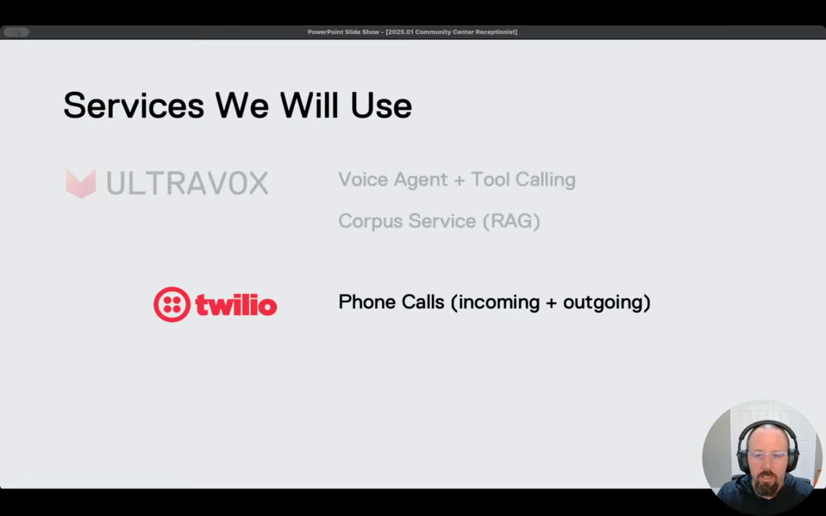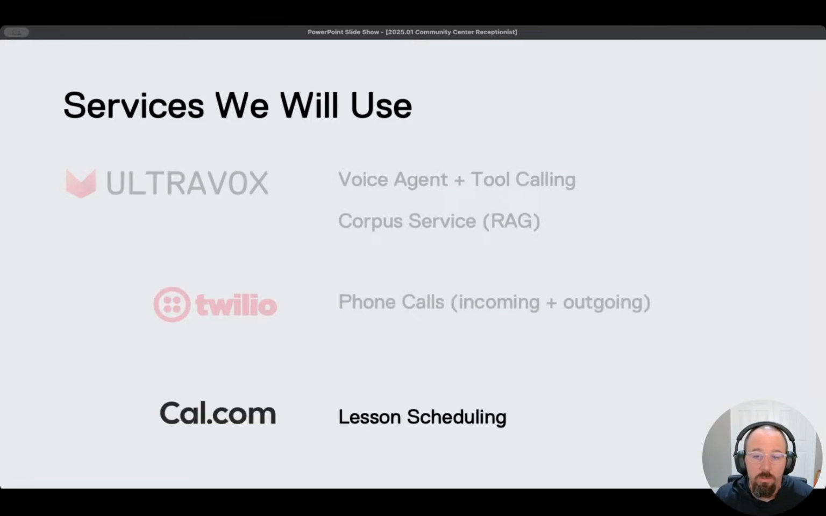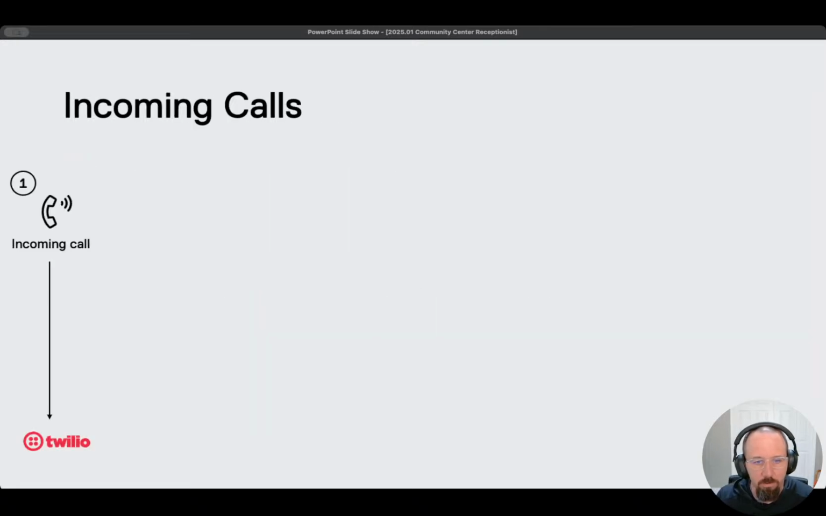We're also going to use Twilio. If you're not familiar with Twilio, you might be familiar with other telephony type of API providers like Telnyx or Plivo or some of the other ones. I'm going to use Twilio. We're basically just going to use Twilio to handle our incoming and outgoing calls, and we're going to use the Twilio APIs to integrate with Ultravox. And then finally, we're going to use cal.com for lesson scheduling. We're going to use cal.com because they have a great API, and they also integrate with lots of different calendars on the back end. But that's just kind of like a high level of the services we're going to be using.